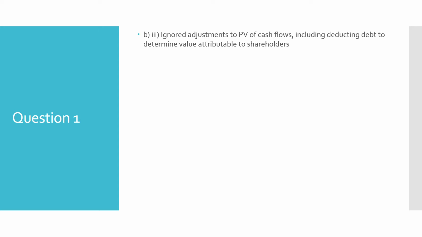Most of the candidates have correctly calculated the present value of the free cash flows up to that point, but after that there were some additional adjustments which had to be done, which most of them couldn't do, right? Also, including deducting debt to determine value attributable to shareholders. You have to deduct the debt to find the value, right?